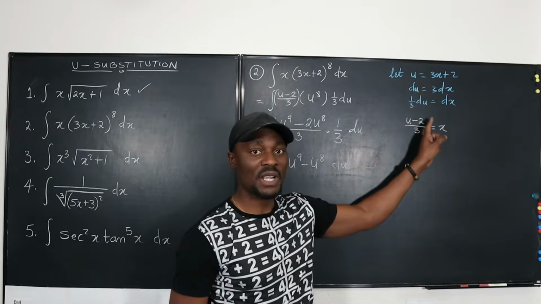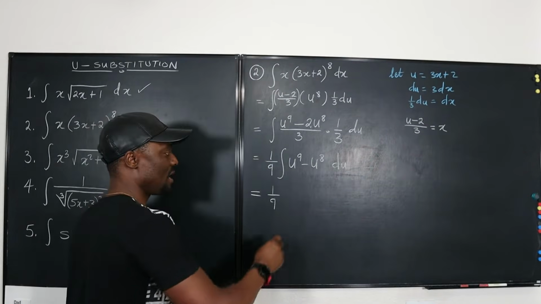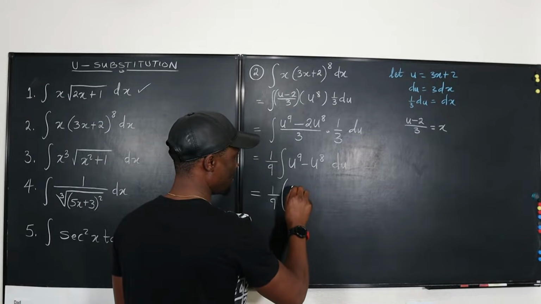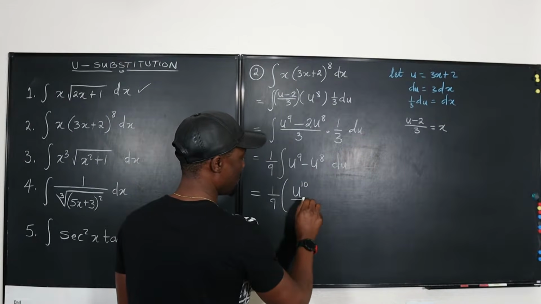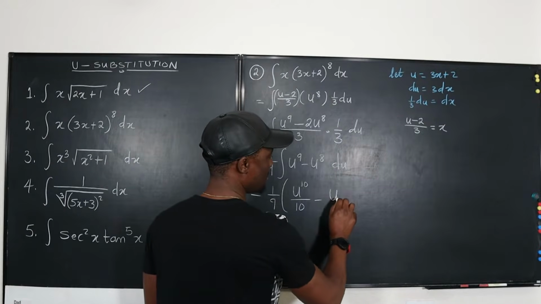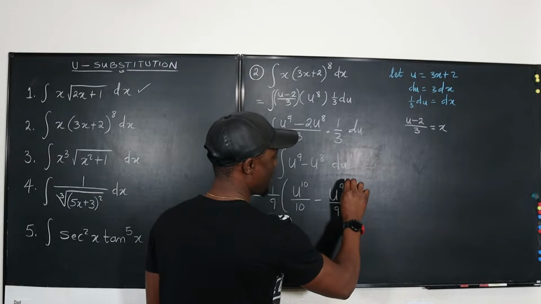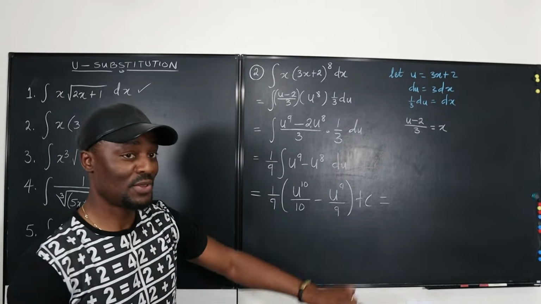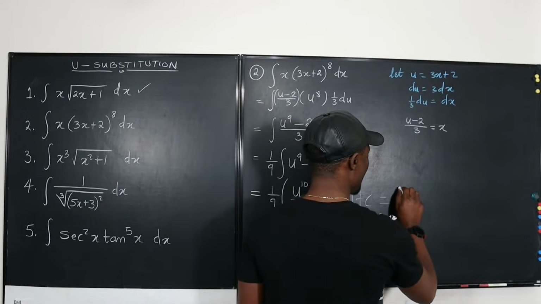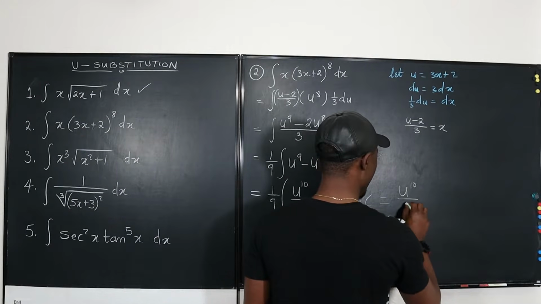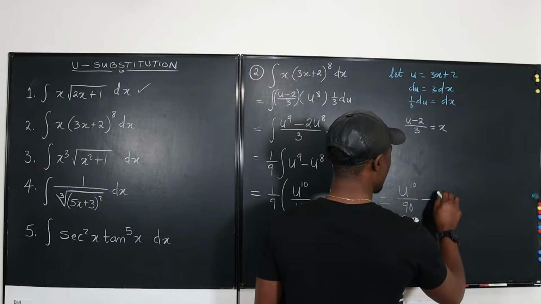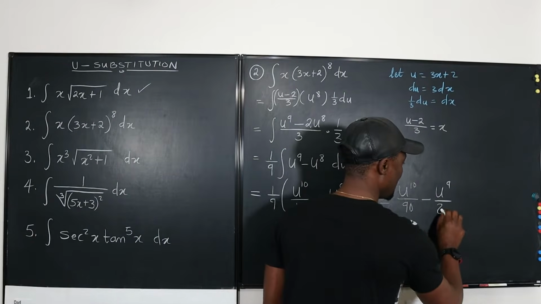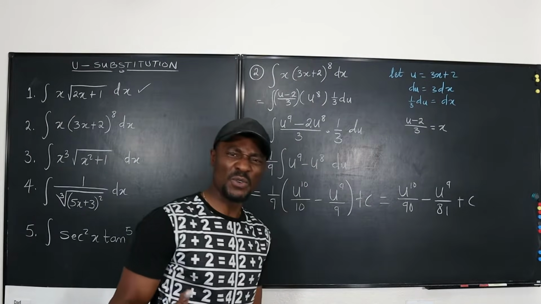As long as you get this work cleaned up, you can do your u substitution. Applying the power rule for integration, we're going to have u to the 10th over 10 minus u to the 9 over 9, plus c. What I'm going to do is distribute this 1 over 9 again, so I'm going to have u to the 10 over 90 minus u to the 9 over 9 times 9, which is 81, plus c. What did we say u was again?